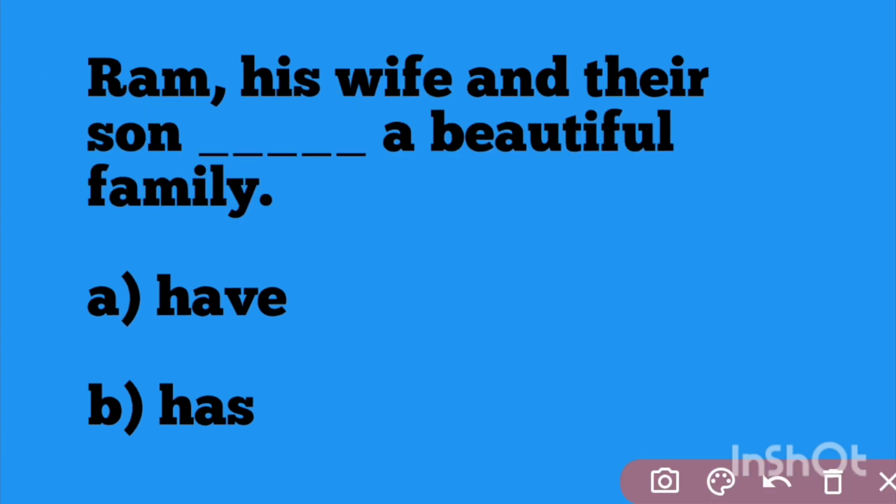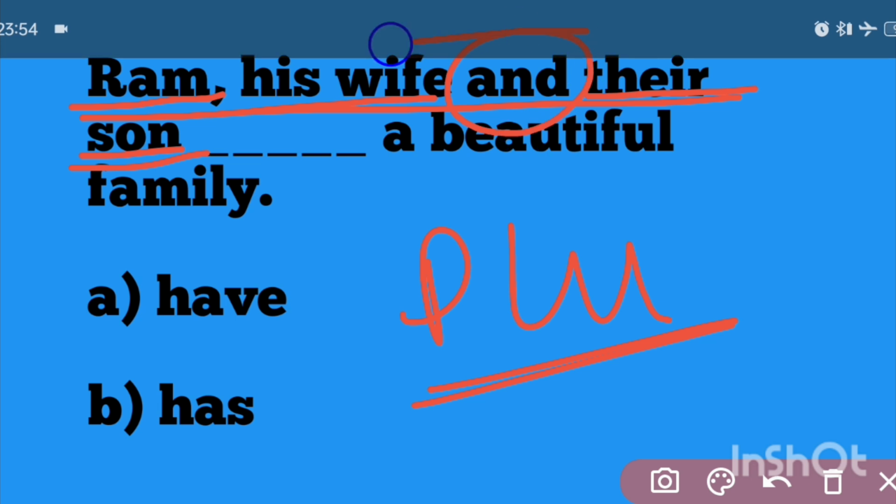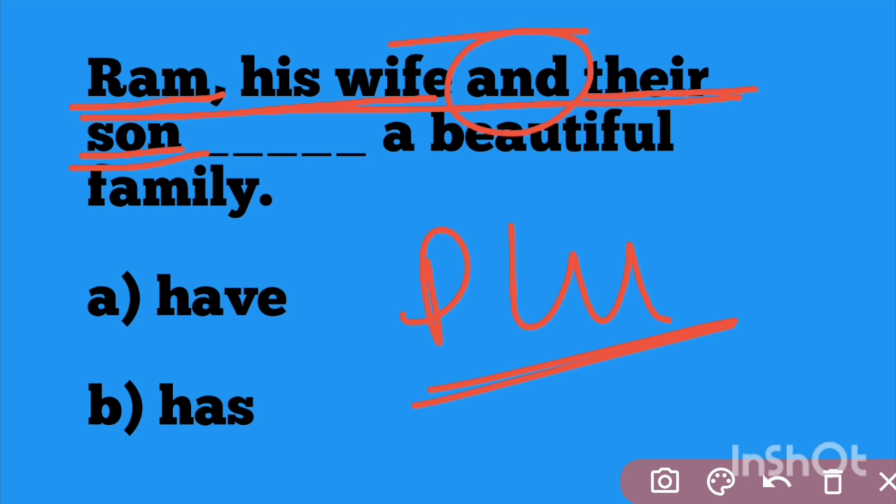Next, Ram, his wife, and their son, blank space, a beautiful family. Friends, here you can see Ram, one person, his wife, two persons, and their son. Three persons are there. So obviously the subject is plural. Whenever we are using more than one subject joined by and, obviously it is plural.